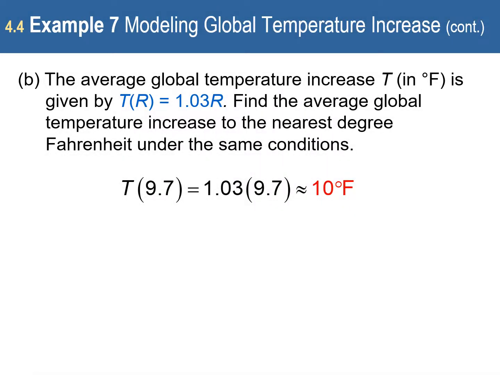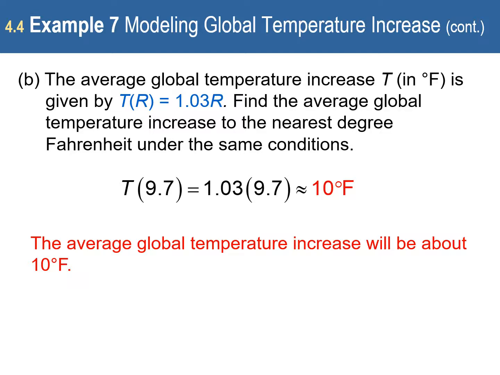Average global temperature increase in Fahrenheit is given by T of R equals 1.03 R. Find the average global temperature increase to the nearest degree under the same conditions. So T of 9.7 is 1.03 times 9.7. So it's about 10 degrees Fahrenheit. The average global temperature increase is going to be about 10 degrees.